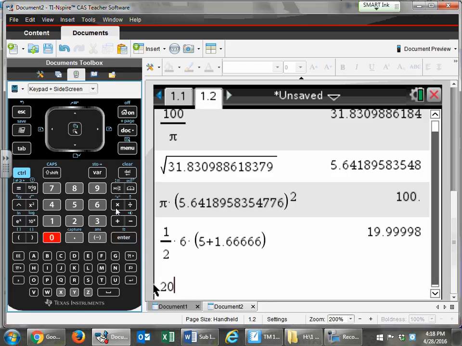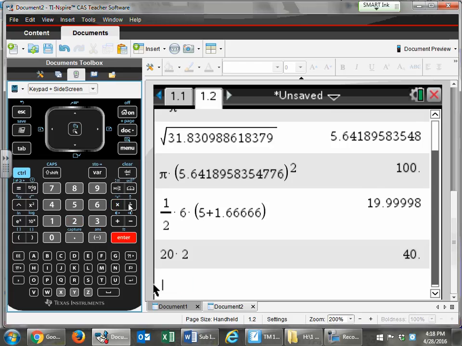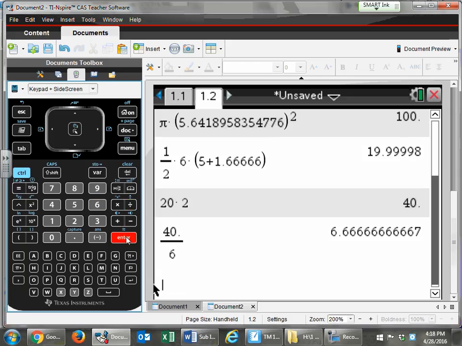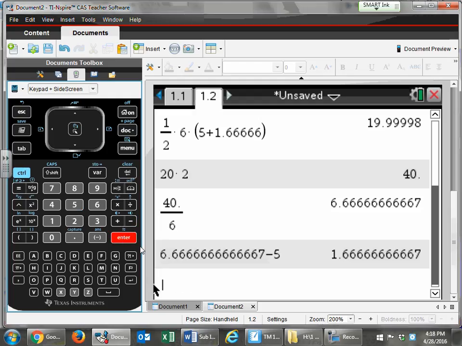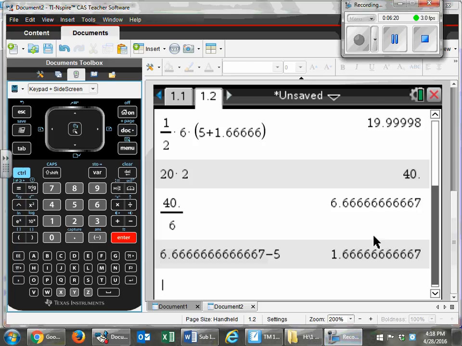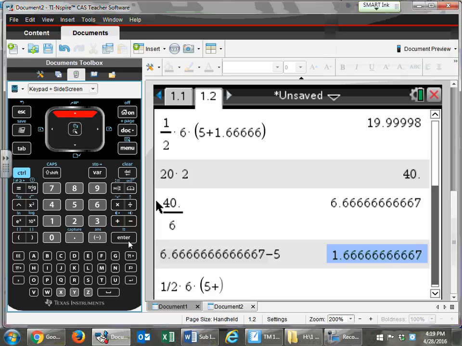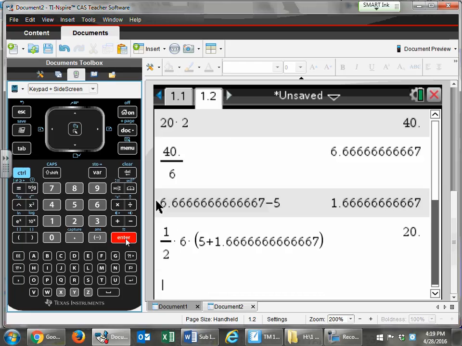20 times 2, and it gave me that, and then divided by 6, and it gave me that, and then minus 5 gave me that. So if I went back and redid this and retyped it, so I went a half times 6 times 5 plus, and then I'm going to go back up and recapture that, okay, and enter. And now if I type it back in again, that gave me exactly 20.